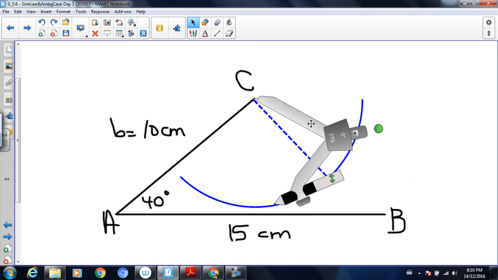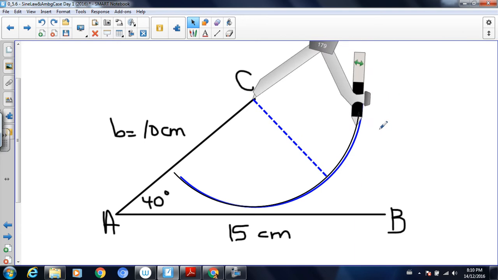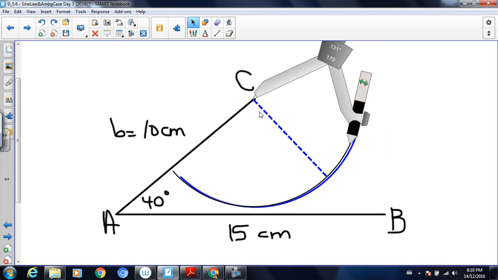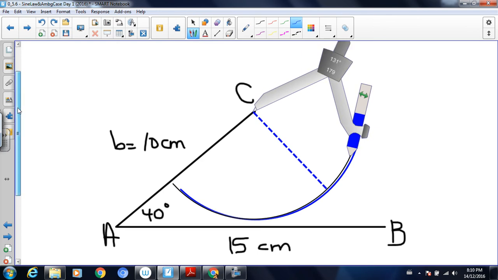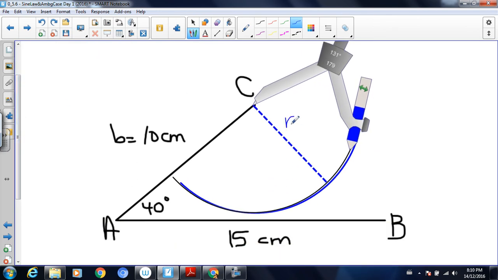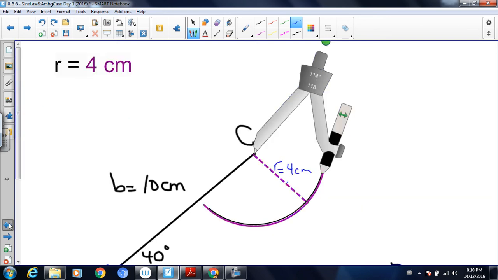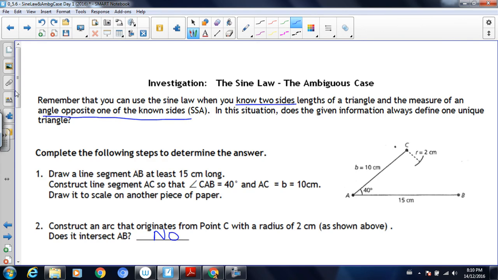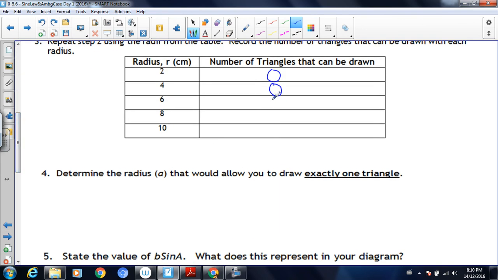Okay, place it on point C, and I'm going to see if it will touch, and no. In fact, this radius, which is 6 centimeters, does not intersect side AB. So we'll go all the way back to our chart, and again, the number of triangles that can be drawn is 0.